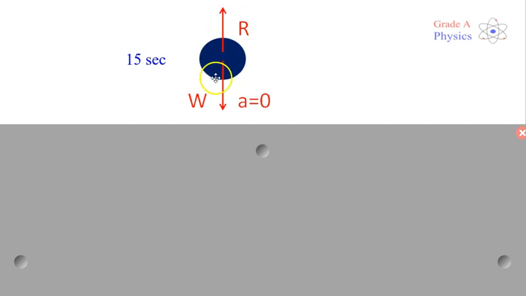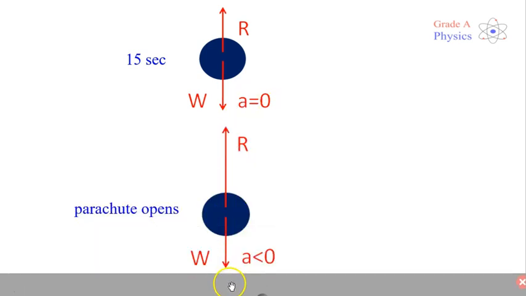We're now moving at constant velocity. Our acceleration is zero. Very important, that does not mean we stop moving. It means we've stopped accelerating. Balanced forces, resultant force is zero, acceleration is zero.